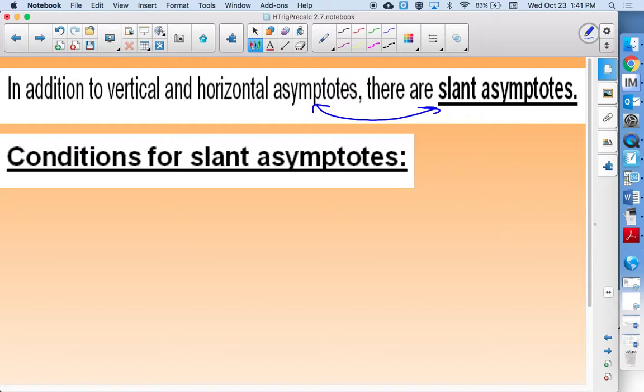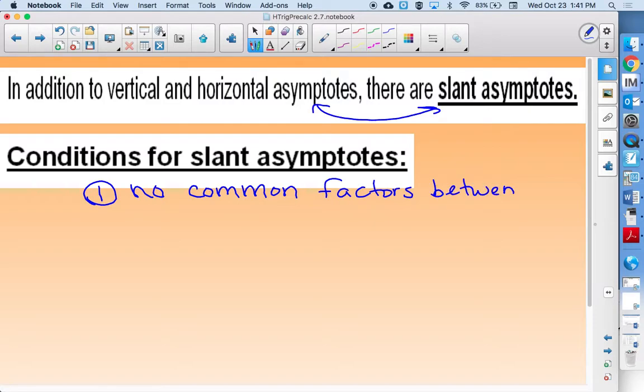So the two conditions for slant asymptotes. The first one goes off of what we were talking about yesterday with the hole in the graph. There can be no common factors between the numerator and the denominator, however you want to say that. Because if there are common factors and that piece cancels, it's no longer a rational function. So, no common factors, it must be a rational function.